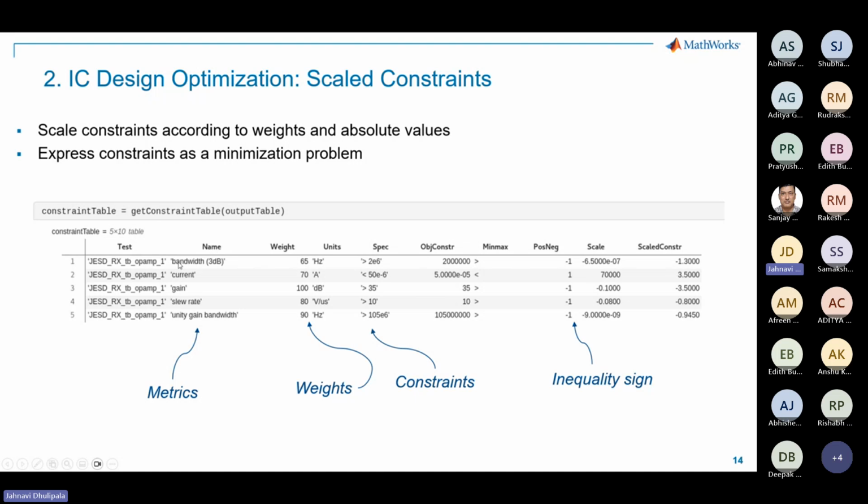But what is interesting to observe here is that each of these metrics has a different unit. Each and everything has a different unit and a different scale. So for example, current is in the order of microamperes. When we go with bandwidth, that is in the range of megahertz, so 1 into 10 to the power 6. Or if we go with gain, then gain is in the range of dB.